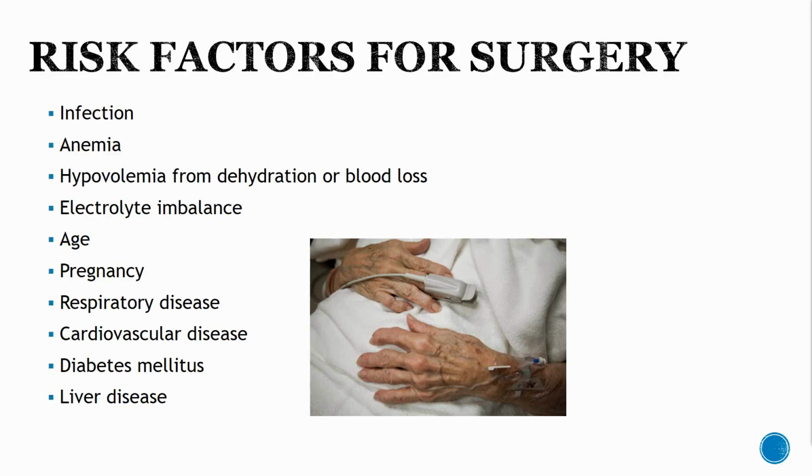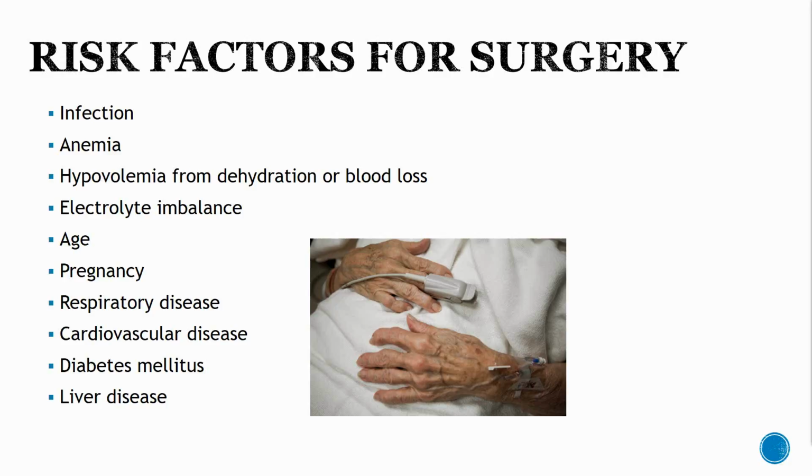If they have anemia, this can have negative effects on oxygenation and it can impact their ability to heal. Hypovolemia can cause circulatory compromise. Electrolyte imbalances can lead to dysrhythmias. Age is a factor because older adults are at greater risk of operative complications. With pregnancy, there's always fetal risk with the anesthesia. Any respiratory diseases such as COPD, pneumonia, or asthma can lead to compromised respiratory status.